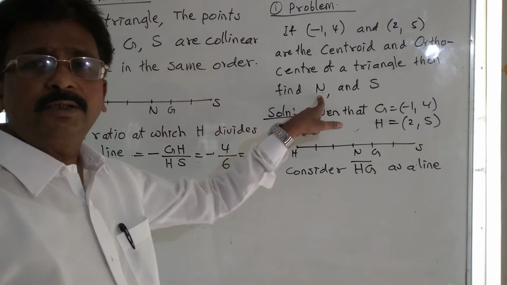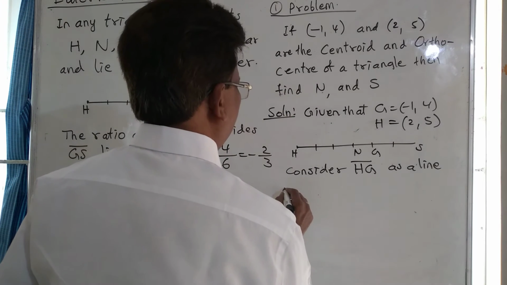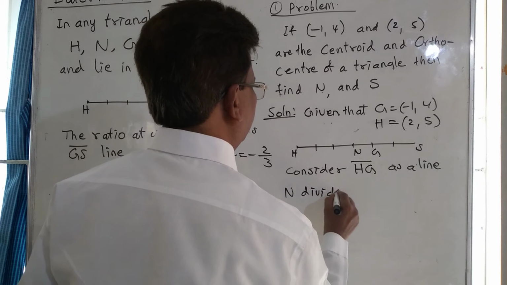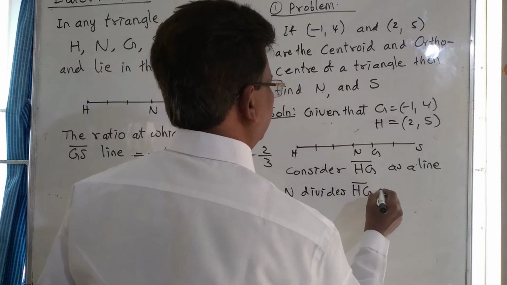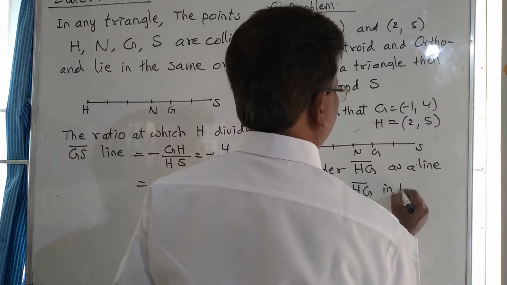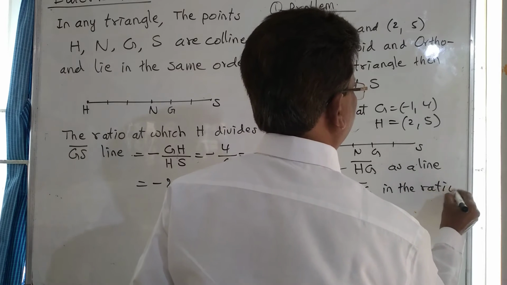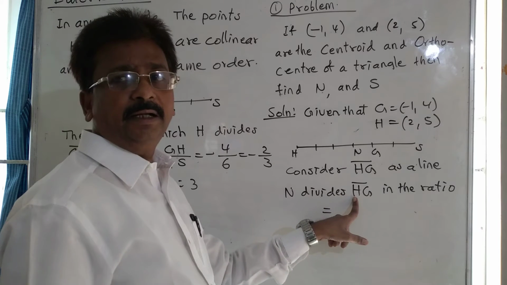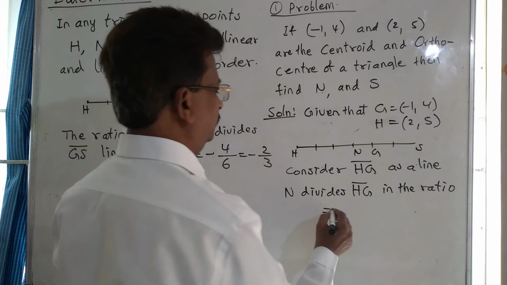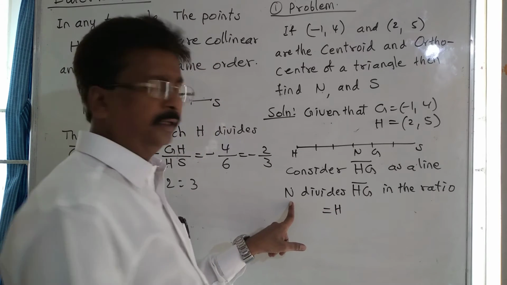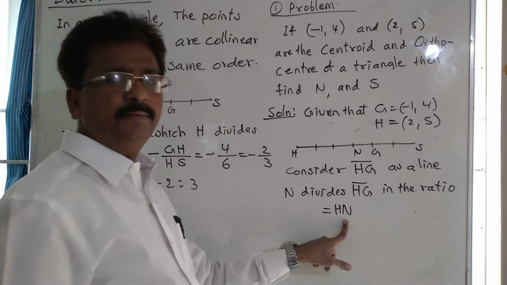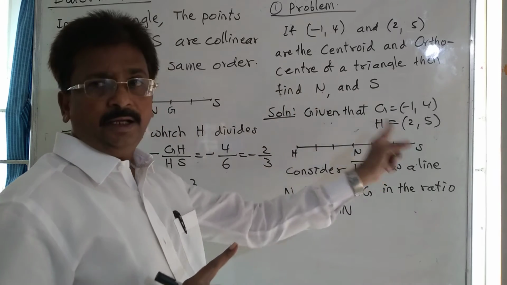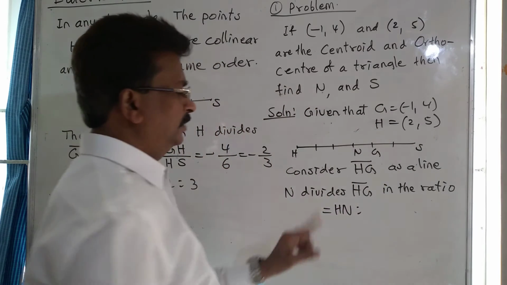Next, to find the ratio at which N divides which line? HG line. In the ratio is equal to, how to identify the ratio in the line segment? What point is the first? H. What is the dividing point? N. HN means distance. We have to count on the line segment, on the Euler's line. Is to, again start from N.